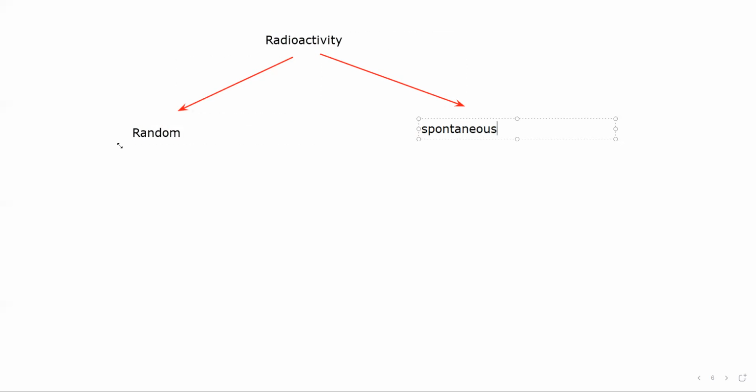And this radioactivity is a random and spontaneous process. Random means there is no order, and spontaneous means not affected by external conditions.